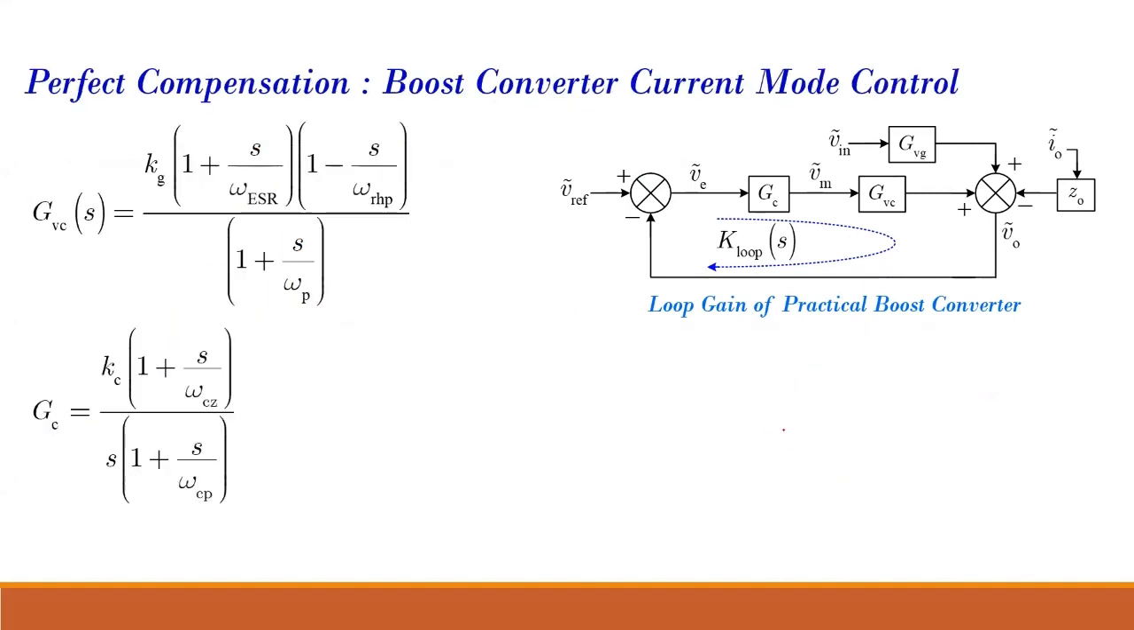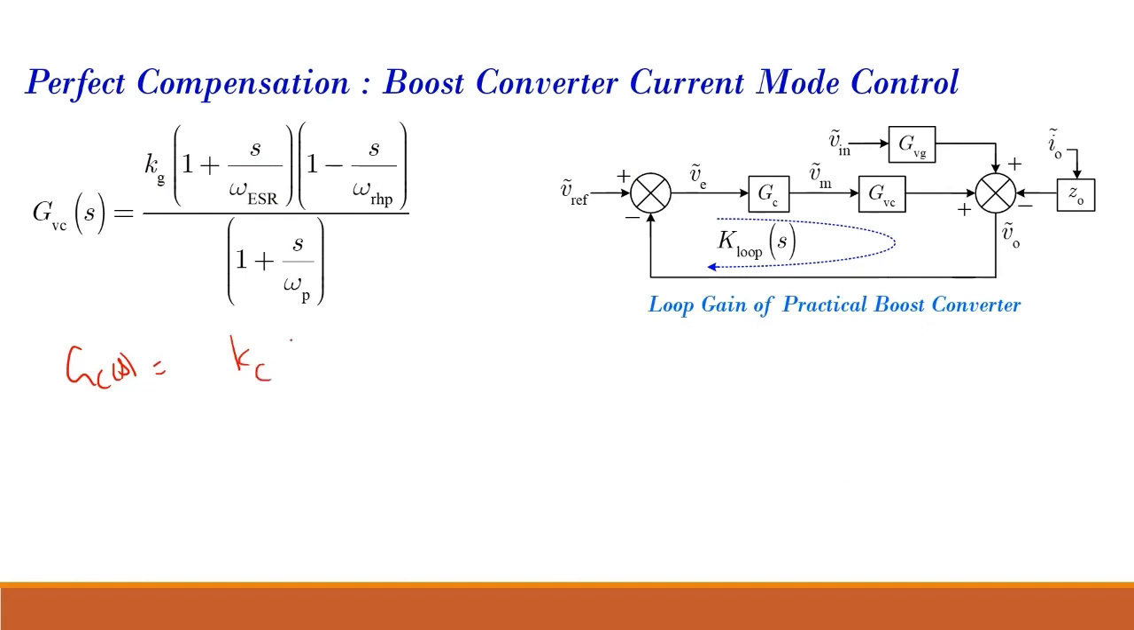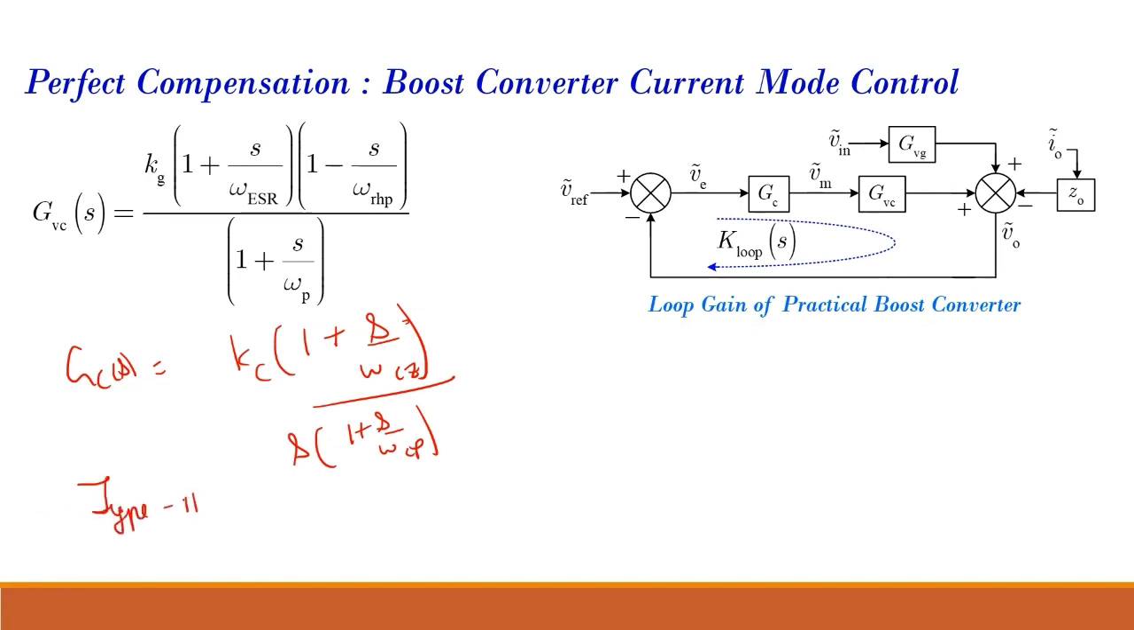Now my controller, I have to design a controller for this. So in this case, a PID controller is not required. We can just use a simple type 2 compensator. Type 2 compensator is given by 1 plus S upon omega CZ and 1 plus S upon omega CP into S. So this is a type 2 compensator.